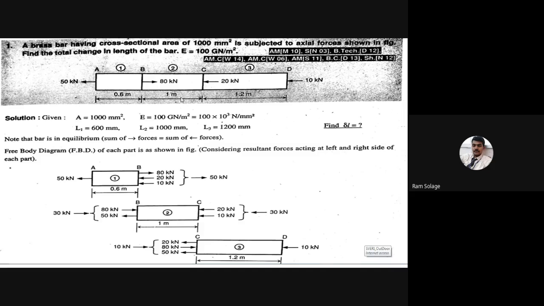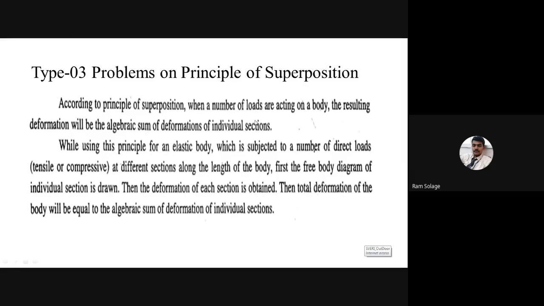The number of forces acting on a bar may be tensile or compressive. Some forces act as tensile, some forces act as compressive. So in this problem, how to solve the problems? Basically this diagram is divided into three parts: section 1, section 2, and section 3. Now see the meaning of principle of superposition.